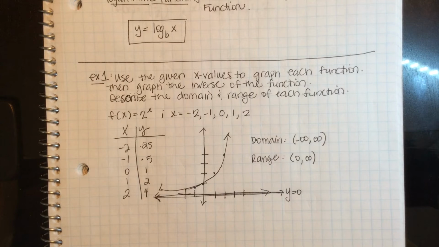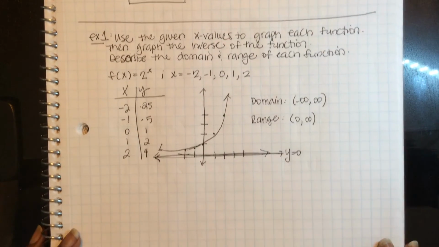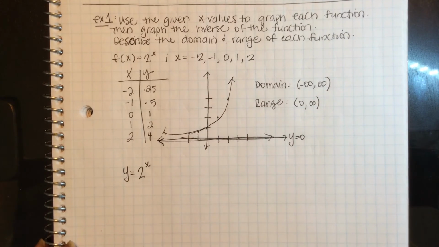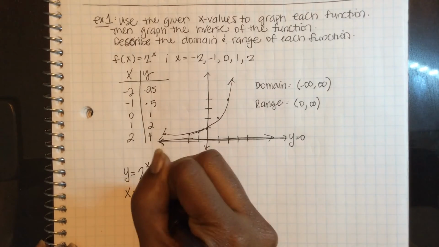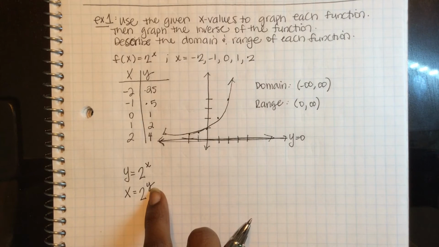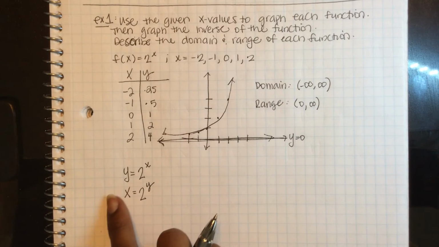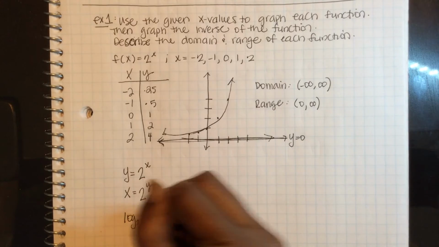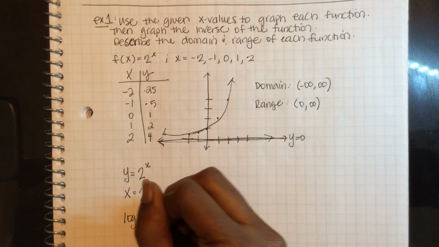So now, in order to find my inverse function, first, I'm going to do it algebraically. So y equals 2 to the x. So I'm going to switch my x and y. x equals 2 to the y. So if 2 to the y equals x, and I want to solve for y, which is in my exponent, I'm going to use a logarithm. I'm going to rewrite this exponential function in logarithmic form. So 2 is my base. Log base 2 of my answer equals y.